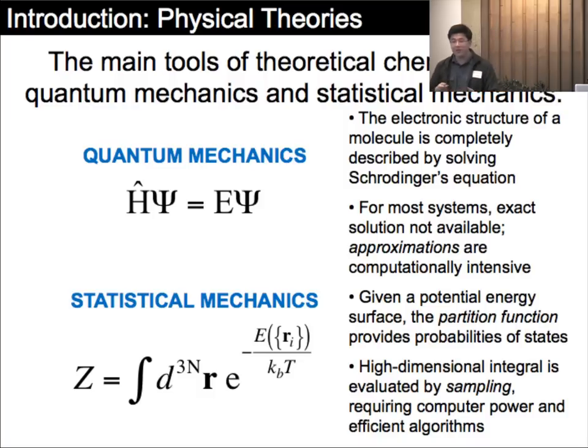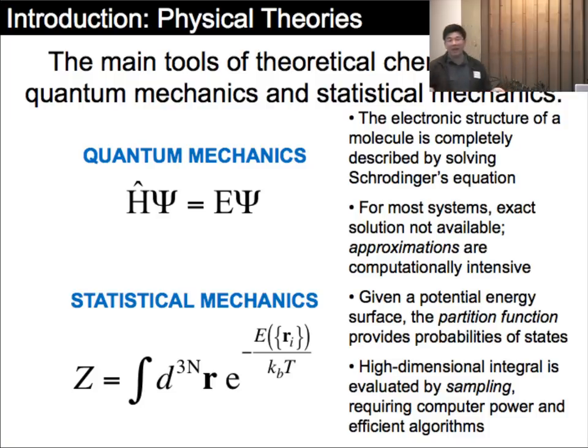So what are the physical theories that go into molecular dynamics simulation? It's really a combination of quantum mechanics and statistical mechanics. Quantum mechanics tells us how the atoms interact because the electrons in a molecule are completely described by solving Schrödinger's equation. The interesting thing about Schrödinger's equation is that you can't solve it analytically for any system containing more than one electron. So in most situations, approximations are used.